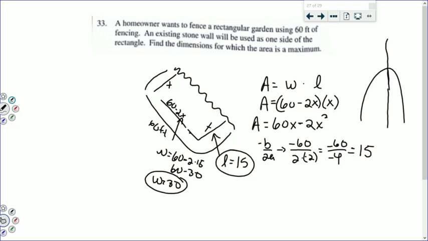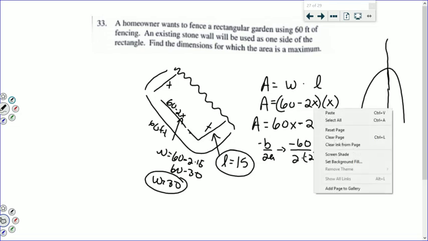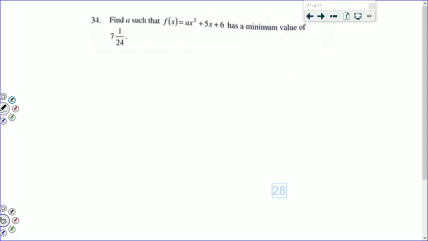So we want to make sure that we are able to find that and able to use this sort of stuff to help us find our maximums and minimums. Okay? On to the next problem. Find a such that f of x equals ax squared plus 5x plus 6 has a minimum value of 7 and 1/24.